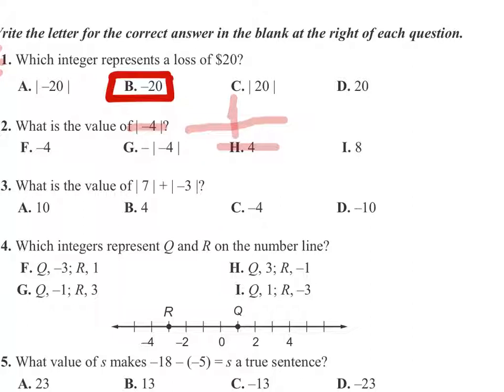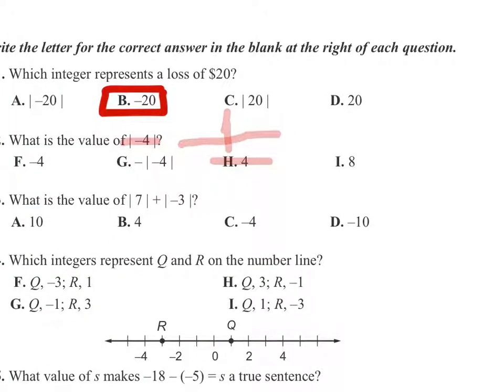It's a great number line. Here you would have 0, right? So this would be 0 right here.